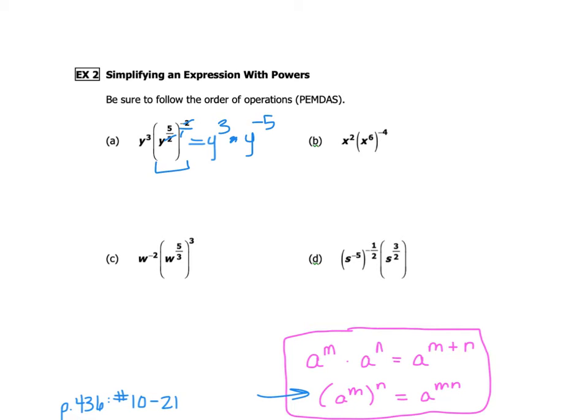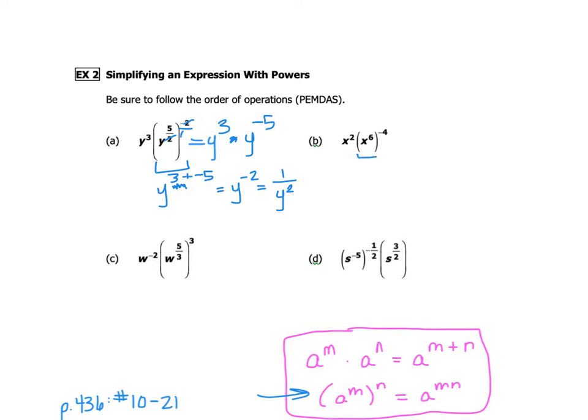Now I can go to the product rule that I learned yesterday. This becomes y to the 3 plus -5 power, which gives us y to the -2 power, which, remember, this needs to go down below the denominator, gives us 1 over y squared. Let's go to example B here.